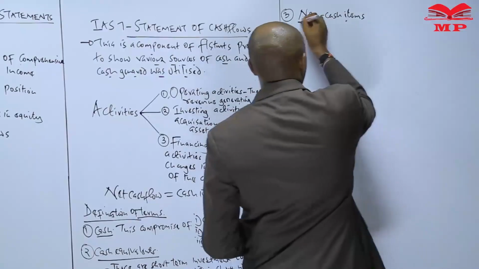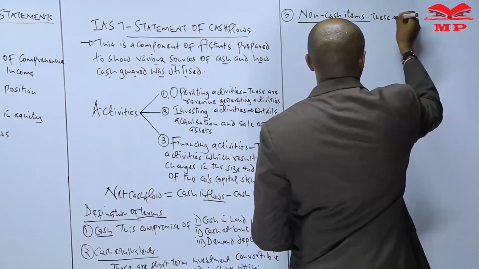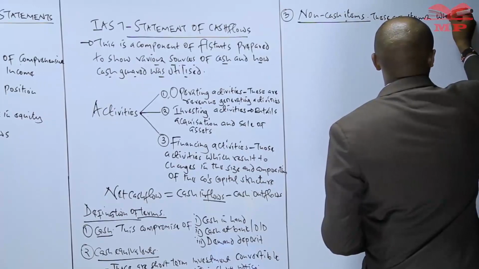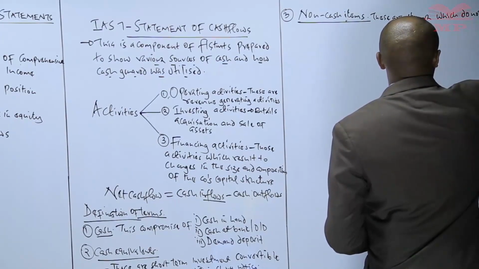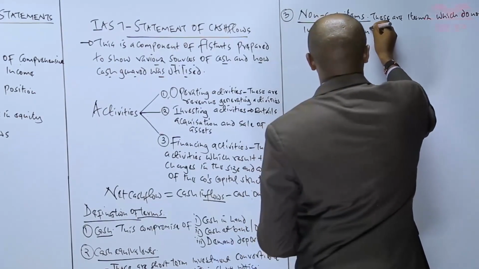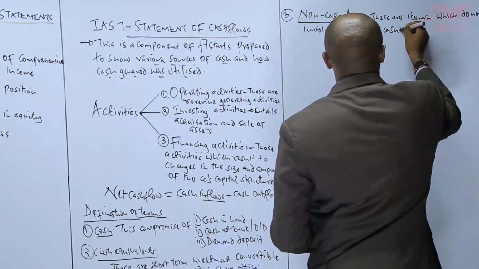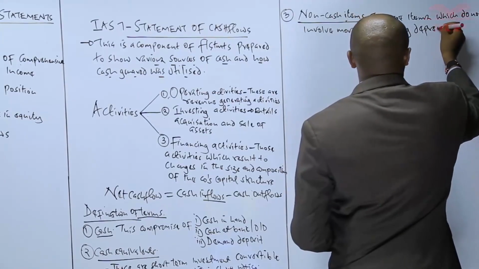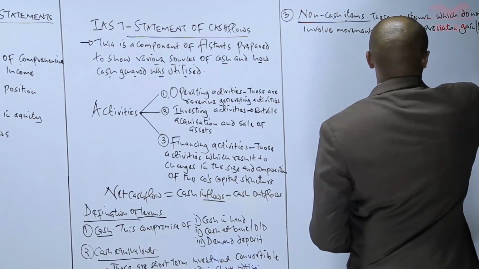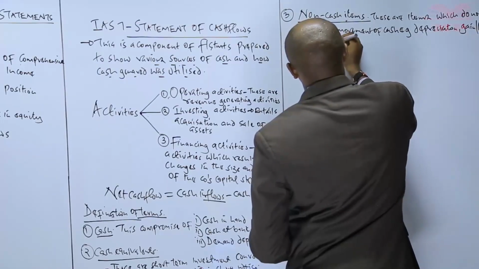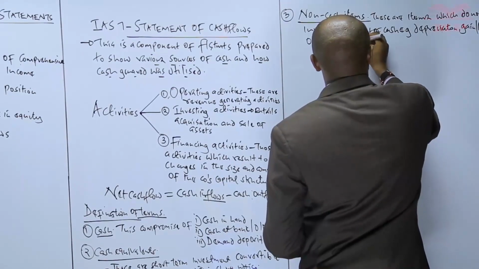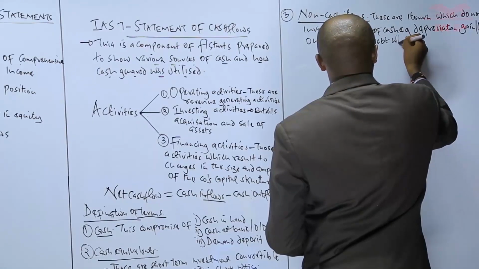So therefore we have said that non-cash items are items which do not involve movement of cash, e.g. depreciation. We also have the gain or loss on disposal, and things like bad debt written off.